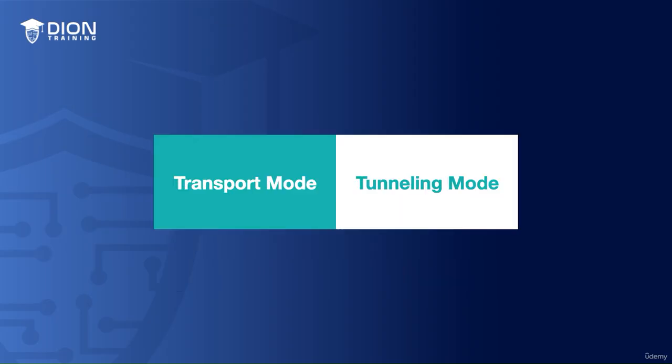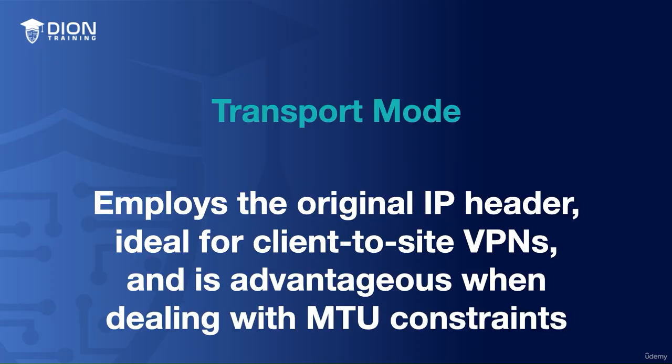Now, to allow the data transfer to happen inside of IPsec, we do this during Step 4, and we're going to do this using one of 2 modes. These modes are known as transport mode or tunneling mode. First, we have transport mode, and transport mode is going to use the packet's original IP header, and it's going to be used for client-to-site VPNs.